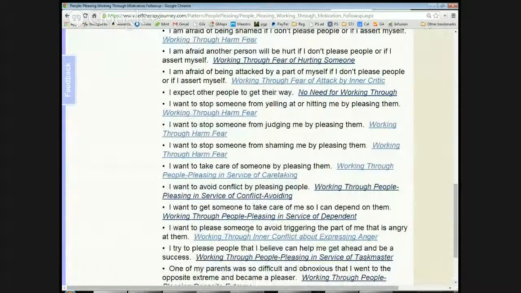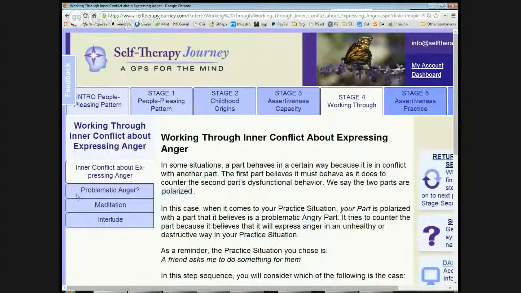I want to please someone in order to avoid triggering the part of me that's angry at the person. So basically what you've got here is another way pleasing might be triggered. You've got an inner conflict between the pleaser part of you and the angry part. And in IFS that's called a polarization. So if you click here, we go to a little sequence to help you with that polarization.